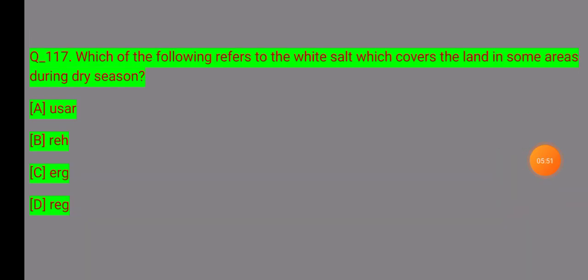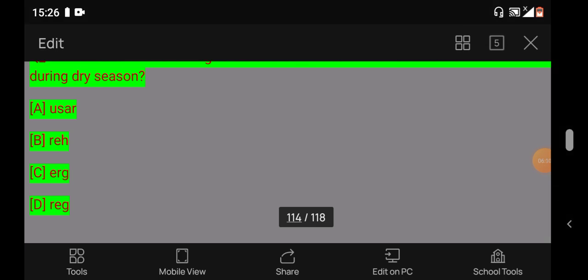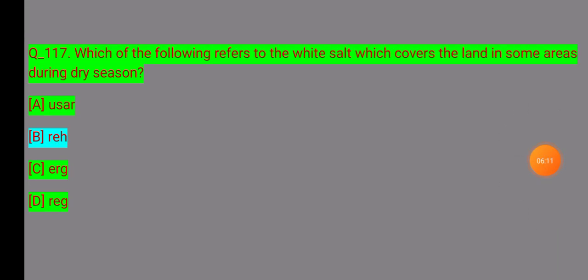Question 117 asks: which of the following refers to the white salt which covers the land in some areas during the dry season? Which of these four options? Option B, the salt that covers the land of some areas during the dry season.